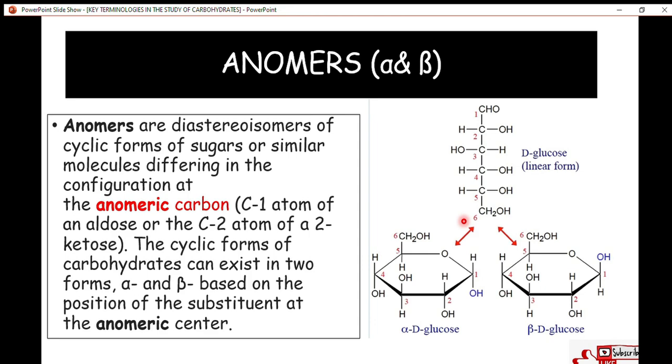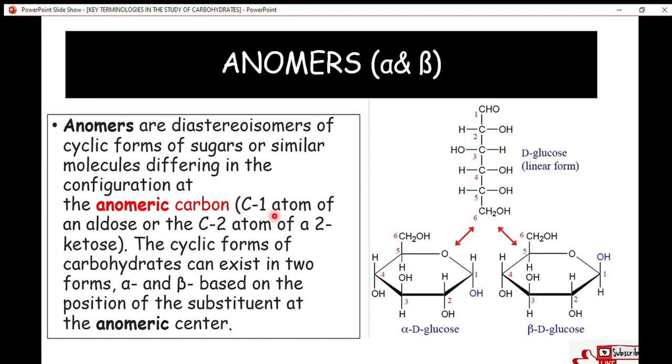Okay, so our next terminology here is anomers. All right, anomer. When we talk about anomers, they are diastereomers of cyclic forms of sugar or similar molecules differing in configuration at the anomeric carbon. That's carbon 1 of a sugar, an aldose sugar, or carbon 2 of a ketose sugar.